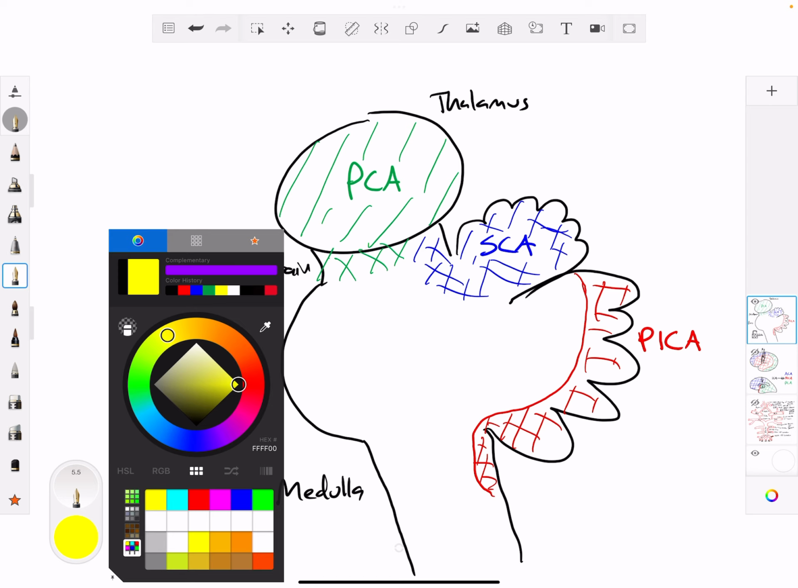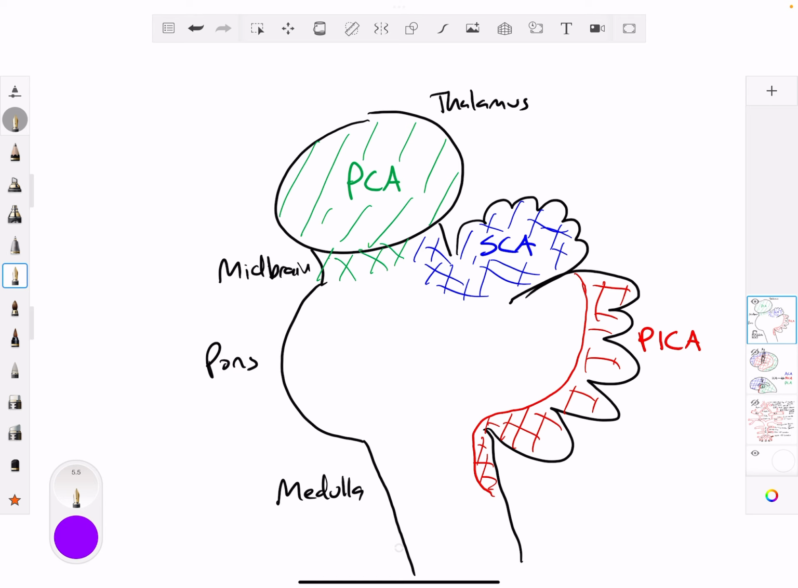Okay, we need a new color. I guess we'll make it yellow. Ooh, I like purple better. Anterior inferior cerebellar artery is going to hit the anterior inferior cerebellum. No surprise there. As well as some of that pons. All right, look at that.